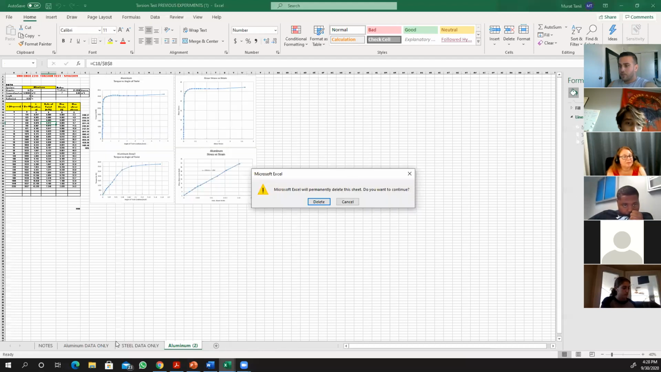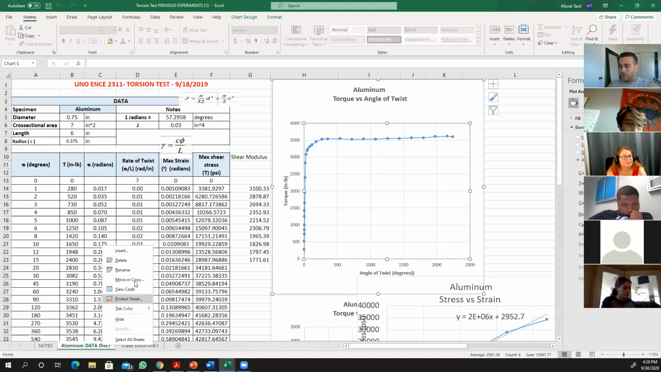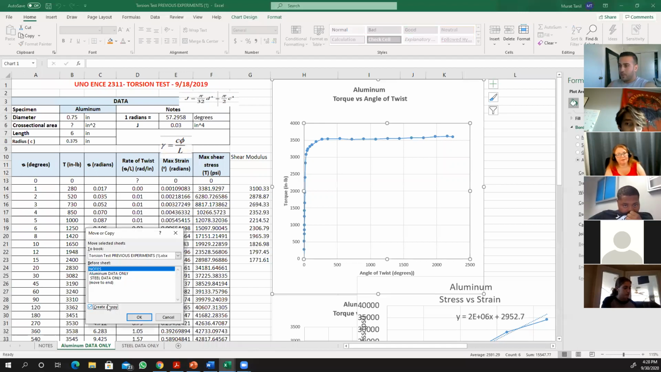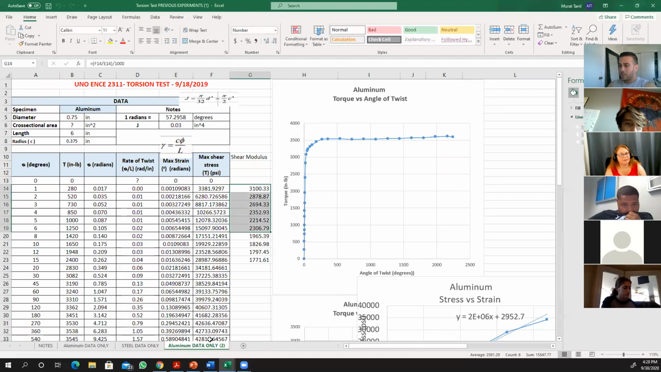Okay, I have these numbers, copied it. I'm gonna come here, I will create a copy of this page. I'm gonna create a copy at the end. It says aluminum data only, right? Data only. I'm gonna change it to steel. Steel specimen results.